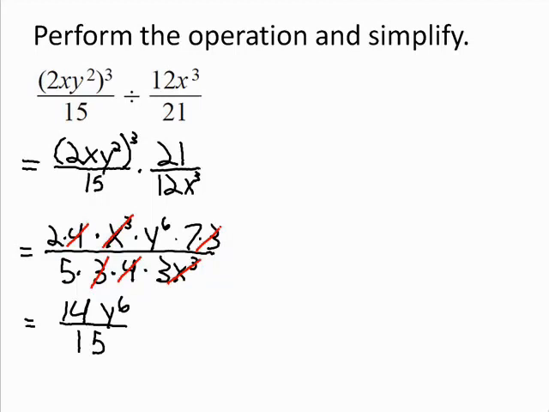This expression has to have the same domain as the original expression. There was an x in the denominator, so x cannot be equal to 0. The simplified expression is 14y to the 6th power divided by 15, where x is not equal to 0.